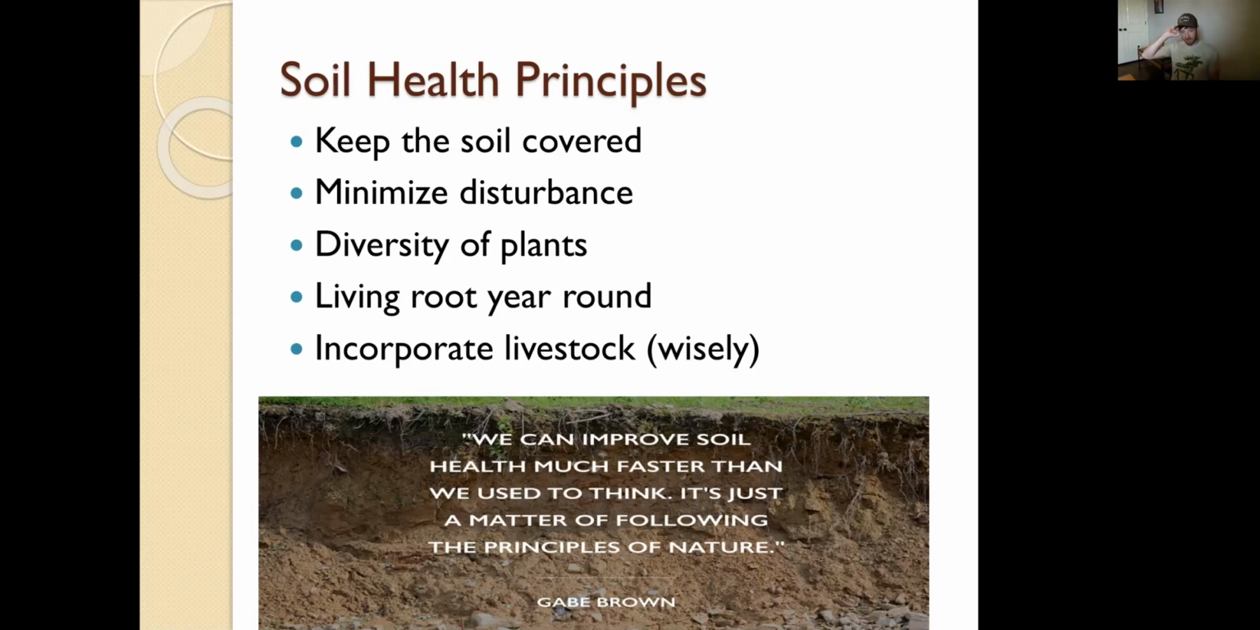Then there at the bottom, I always like to throw this quote from Gabe Brown, a soil health pioneer from North Dakota. He says that we can improve soil health so much faster than we used to think. It's just a matter of following the principles of nature, which in this case are the principles of soil health.